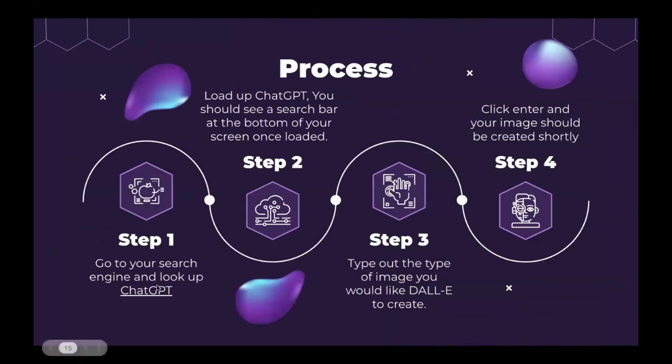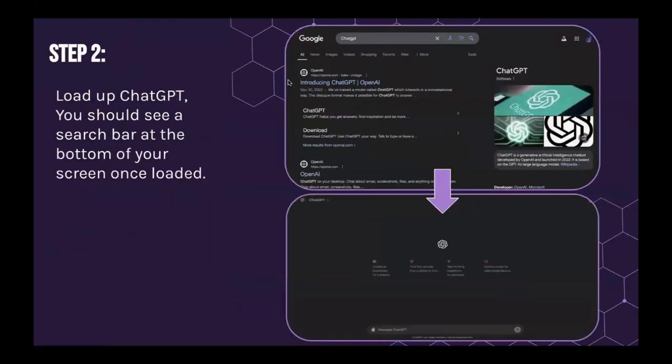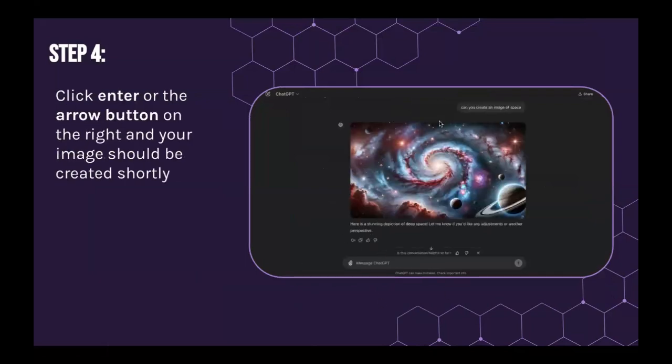So the process: go to your search engine and look up ChatGPT. Load up ChatGPT. You should see a search bar at the bottom of your screen once loaded. Type out the type of image you would like DALL-E to create. Click enter and your image should be created shortly. So this is the picture. We put ChatGPT into Google, and then we see OpenAI ChatGPT, and we just go in there, and this should be the page where you insert your inputs, and then type out the type of image you would like DALL-E to create, like create an image of space. This is not really detailed, so it will not be that detailed, like what kind of space you want. So I click enter on the arrow button on the right, and then the image will come out.